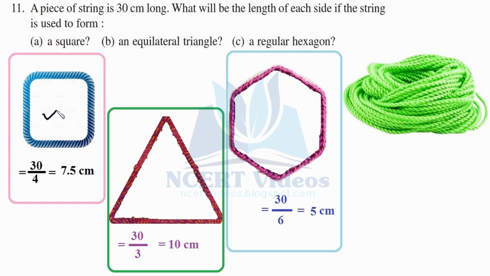Now equilateral triangle has 3 equal sides. So we will divide 30 by 3. It is very easy, 10 centimeter as your side. Regular hexagon has 6 sides. Therefore we will divide now 30 by 6 to give you 5. Because 5 sixes are 30. So this was your question number 11.